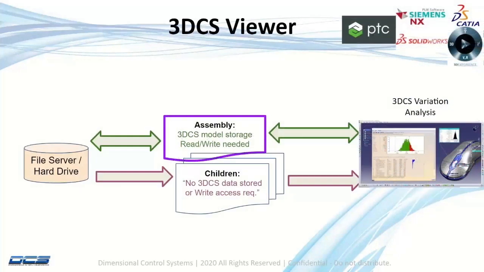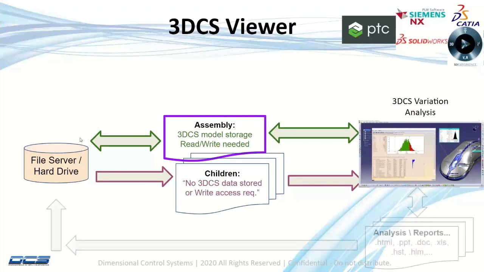So 3DCS is both a PLM or file-based product. And so this is just giving you a view of how all of our data is stored at the assembly level of the product. And we can pull from a file server, do our tolerance analysis, and we don't do anything with the child parts, we just pull them. But the 3DCS analysis goes back to the file server.